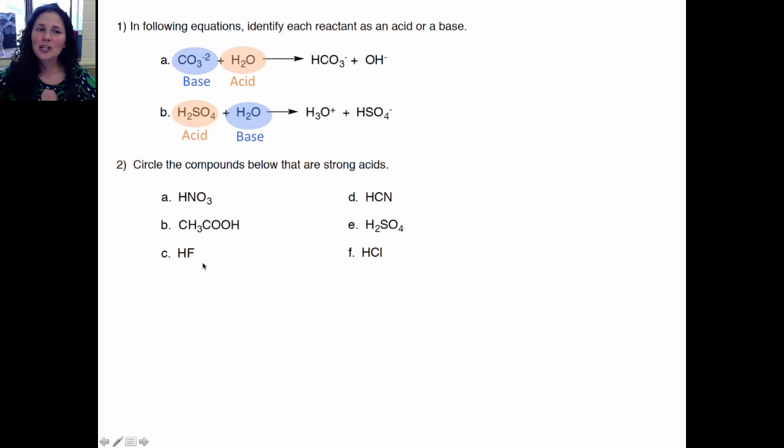Okay, now number 2, you just want to circle the compounds that are listed in the strong acids. Nitric acid, sulfuric acid, and hydrochloric acid are strong acids. Hydrogen cyanide is not a strong acid. This is a carboxylic acid, so it's a weak acid, and HF is also a weak acid.